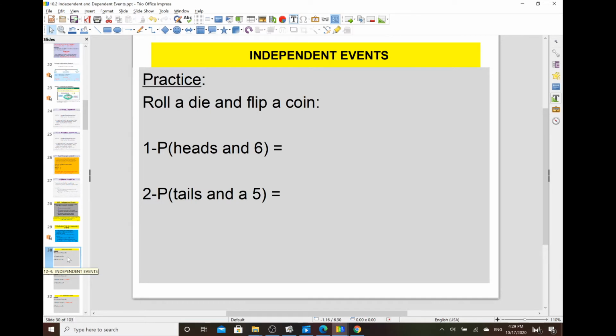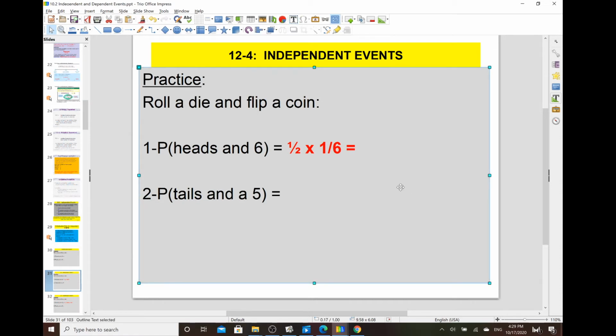And here's a practice problem. Roll a die and flip a coin. As you can see, the die and the coin have nothing to do with each other, so those are two separate events. Find the probability of getting heads and a 6, and the probability of getting tails and a 5. Okay, so let's find out. It's 1/2 times 1/6, so that'll be 1/12.